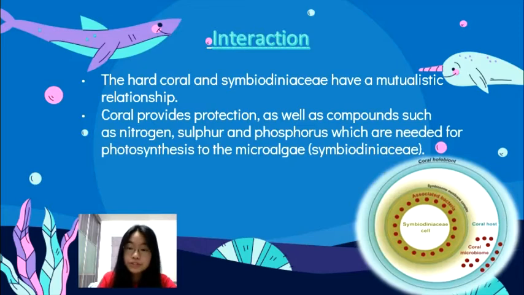It provides protection and/or shelter to them so that they can live within the host. They will not be vulnerable to herbivores or other organisms. Coral also provides compounds such as nitrogen, sulfur, and phosphorus. These nutrients are needed for microalgae to carry out photosynthesis.